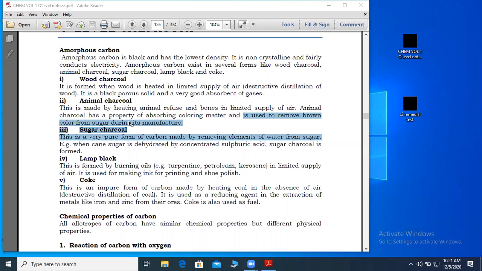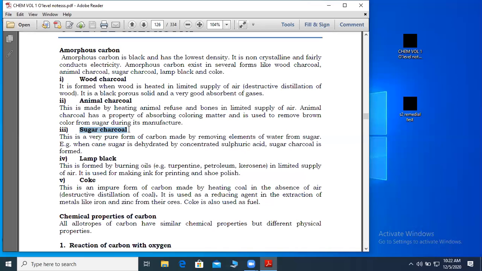And that white sugar is obtained by using animal charcoal. So animal charcoal removes the color from sugar during its manufacture. Let us go to sugar charcoal. Now that white sugar that is obtained by using animal charcoal also contains carbon. So from that white sugar, we can get sugar charcoal.